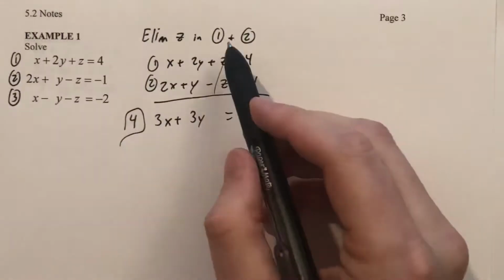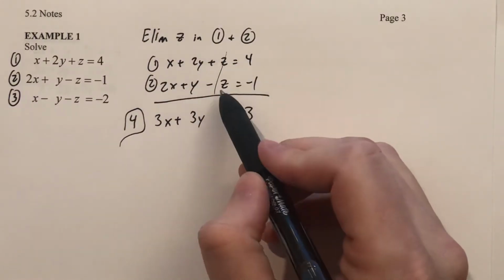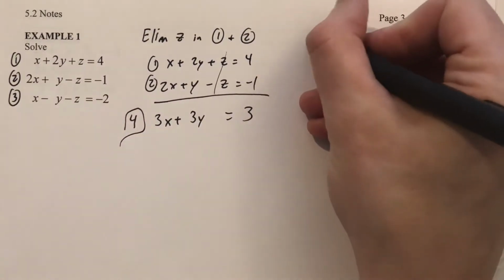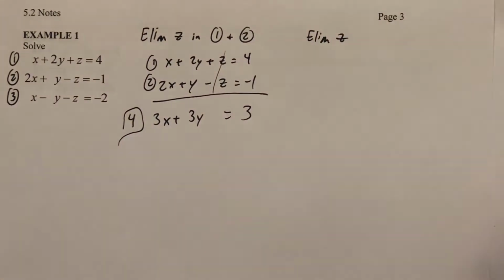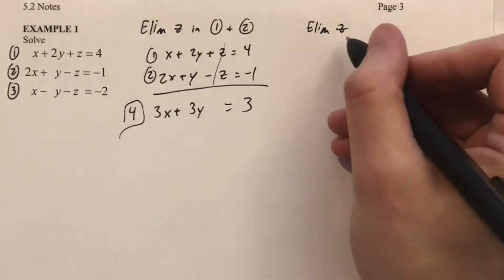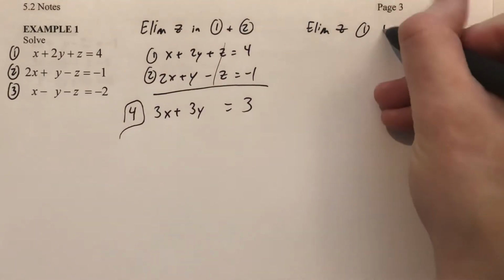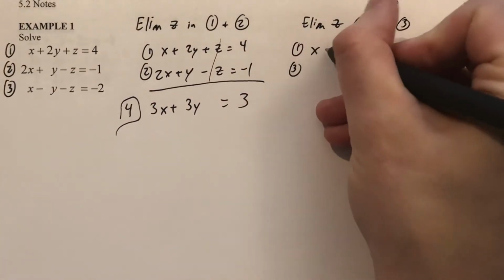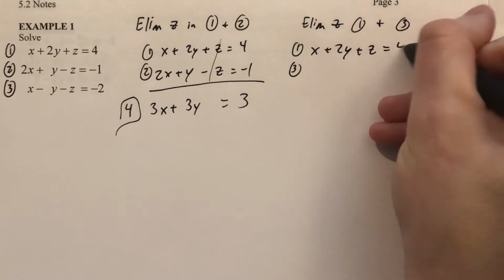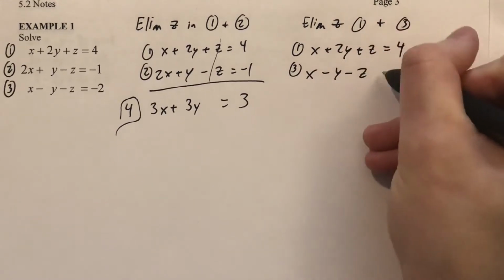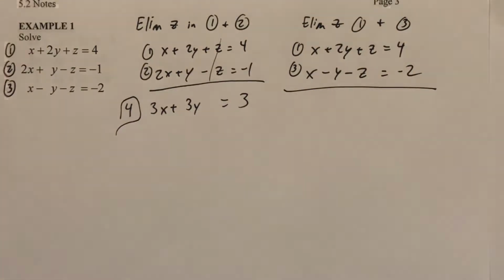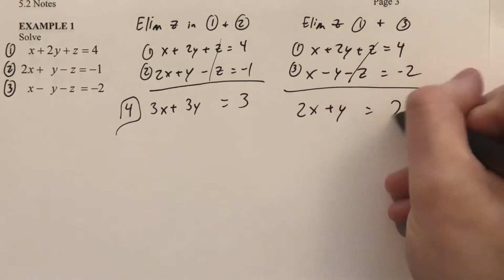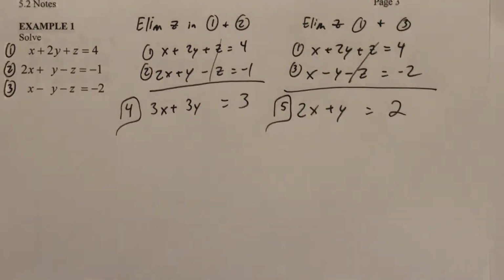And now, the key here is once I've chosen those two with that variable, I need to pick a different two, either 1 and 3 or 2 and 3, but I want to eliminate z again. I have to eliminate the exact same variable, otherwise we gain nothing here. So eliminate z, and notice if I go 1 and 3, I've got another situation where equation 1 has a positive z, and equation 3 has a negative z. So no work, no manipulation needs to be done. Straight combining like terms to get a second equation, which I will call equation 5.